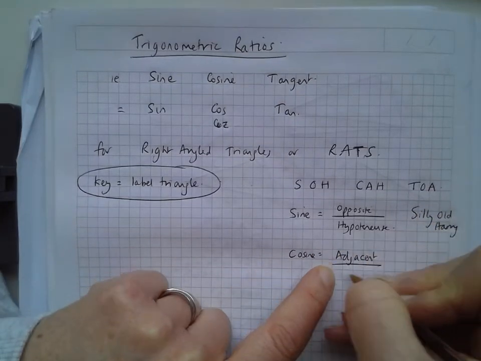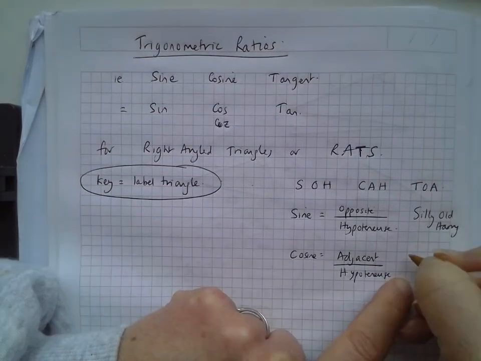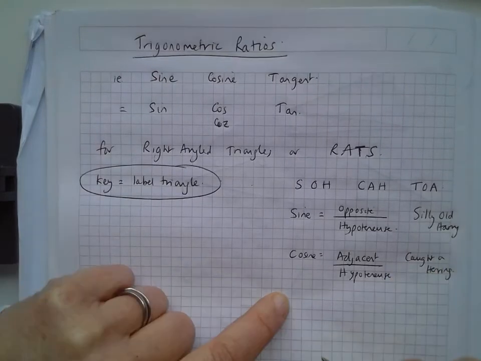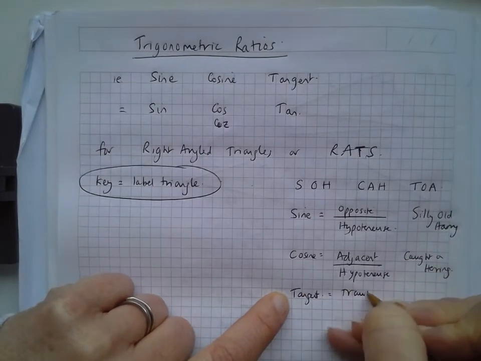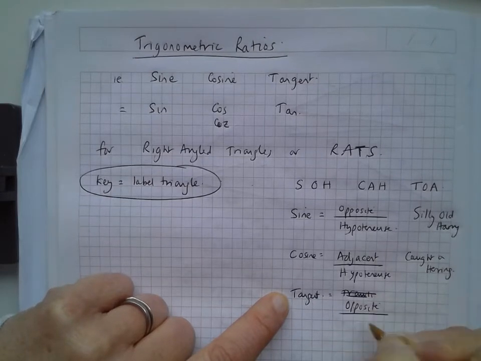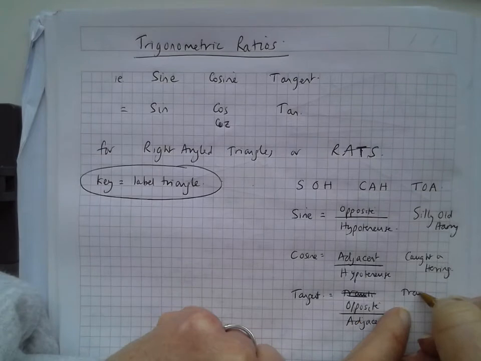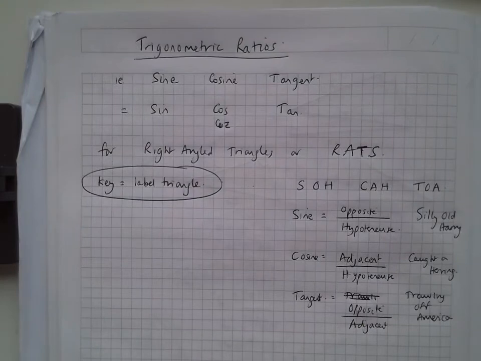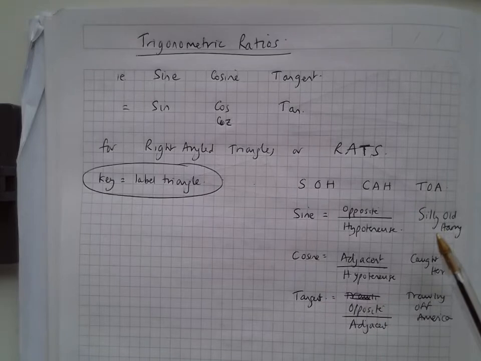And I'll explain these words now in a minute. So caught a herring, which, as you know, a herring is a type of fish. And tangent or tan is trawling. Oh, I wrote trawling. Sorry, I am having a bad day. Opposite, trawling off America. Tan is opposite over adjacent. So I don't mind whether you remember SOH CAH TOA or just remember the ratios, or silly old Harry caught a herring trawling off America, or some other way of doing it.